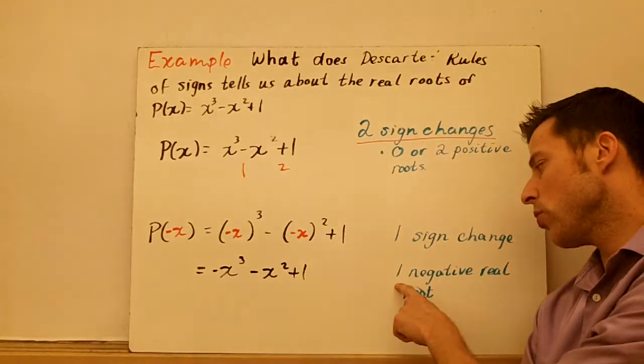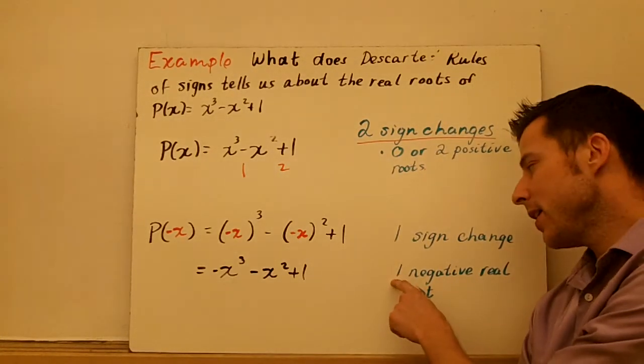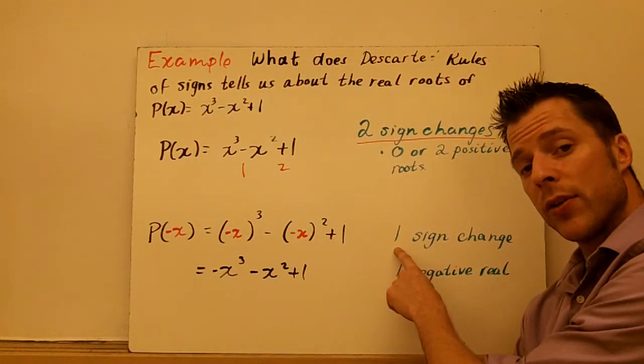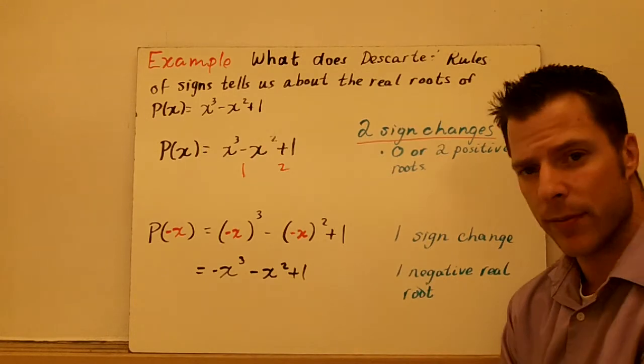If this was 2 or 3, okay, any number of sign changes greater than or equal to 2, then you start subtracting off that even number.